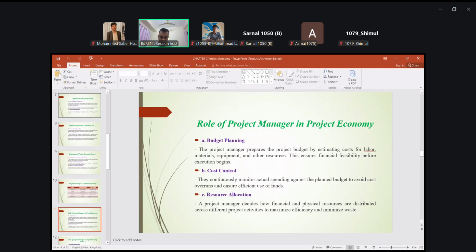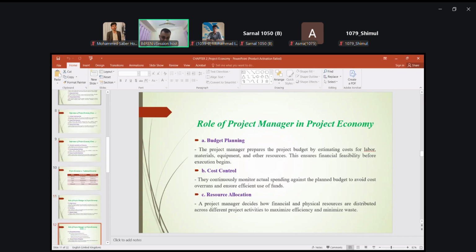Another important role of a project manager in a project economy is the resource allocation. A project manager decides how financial and physical resources are distributed across different project activities to maximize efficiency and minimize waste. This is another important thing.